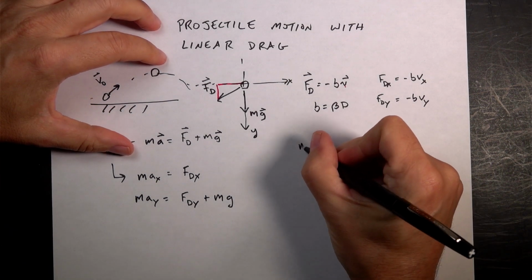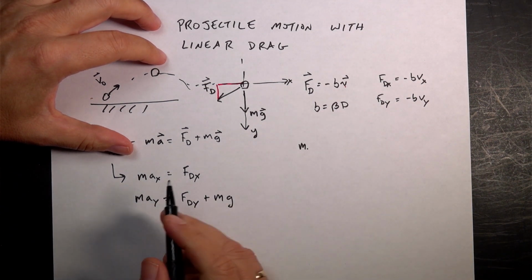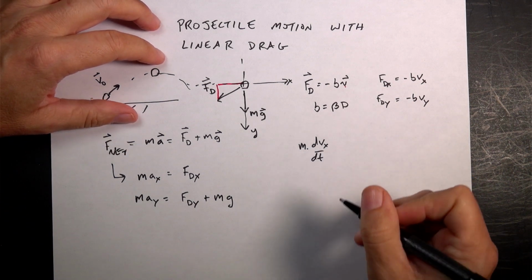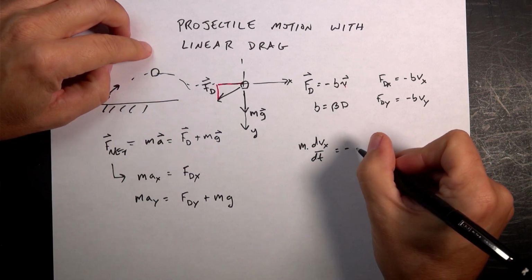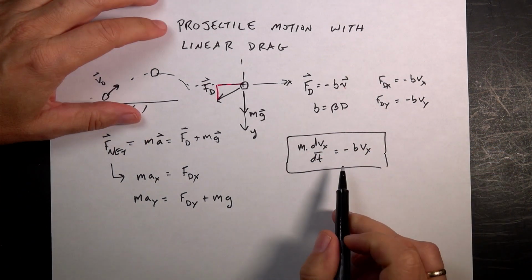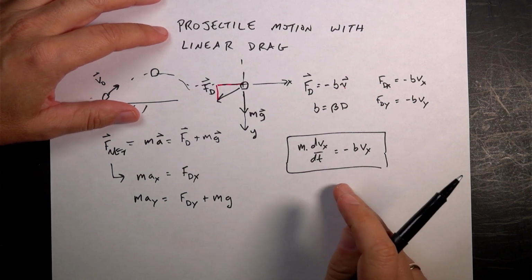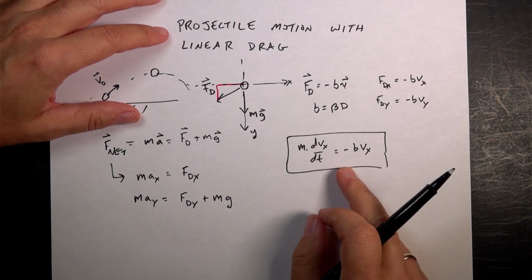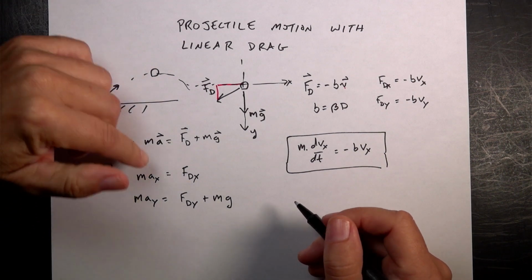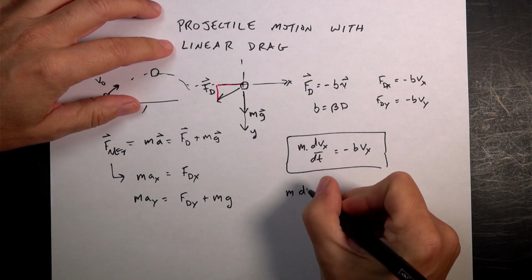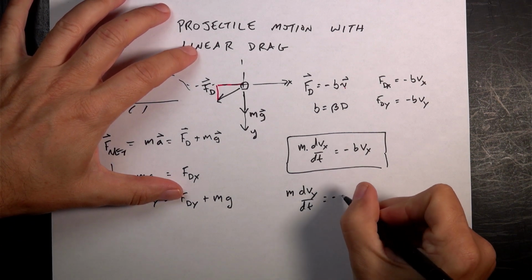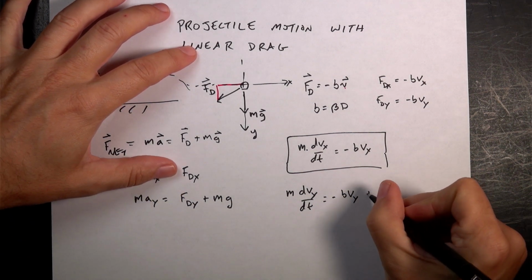So these two equations become, ax is just going to be dvx dt. It's the derivative of the x velocity with respect to time, and for F dx, it's going to be negative b vx. So that's a differential equation that only depends on vx, and that's kind of cool. In fact, this is exactly the problem I solved in the past video, but I'm going to do it again. And then in the y direction, I have m dvy dt. Right, that's the y acceleration, and this is going to be negative b vy plus mg.